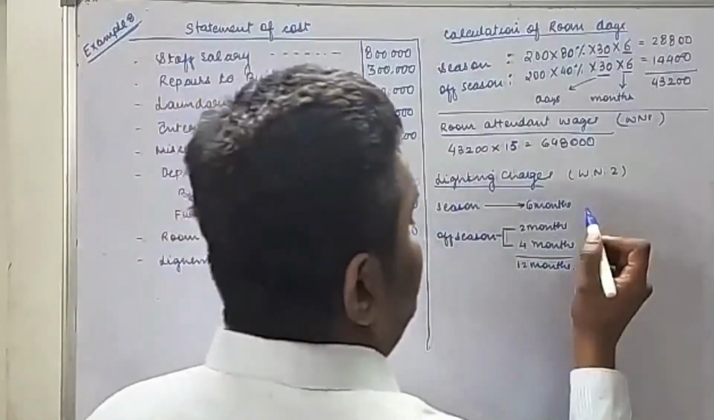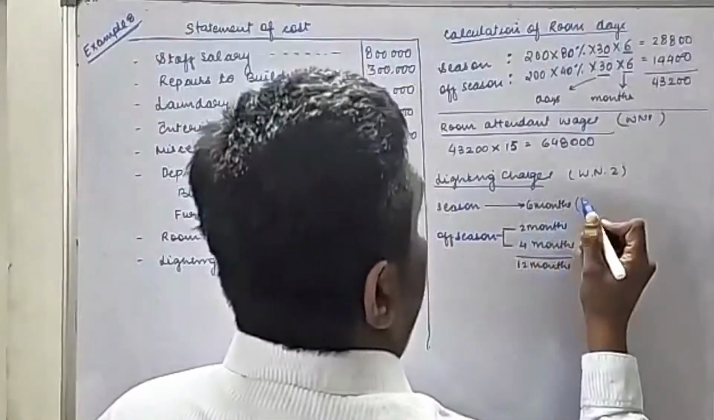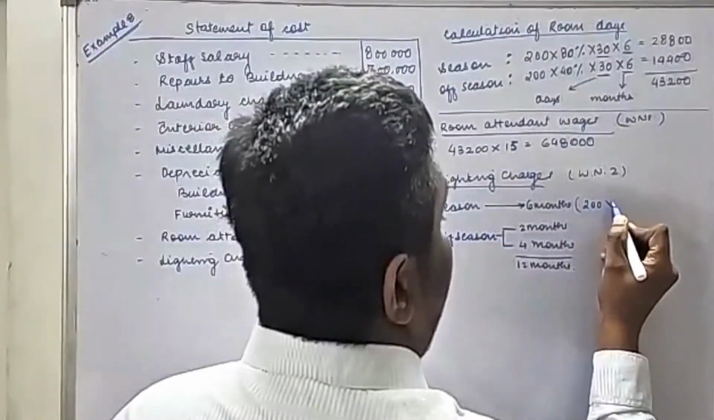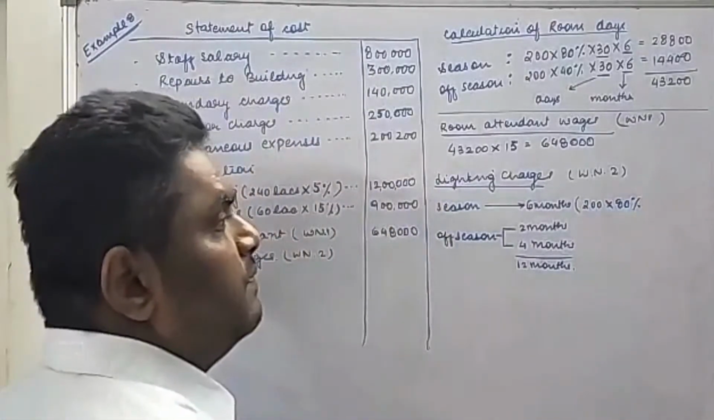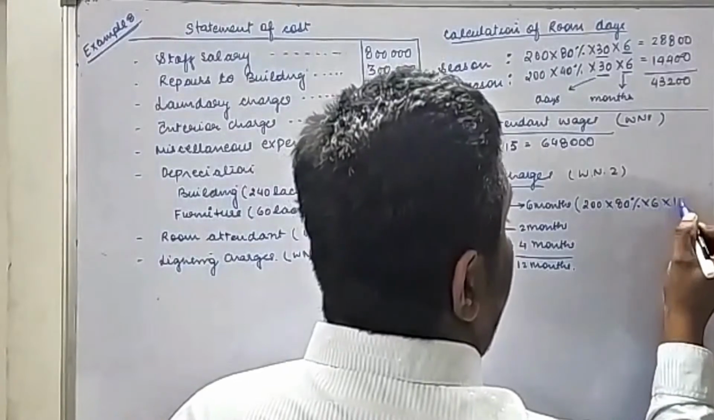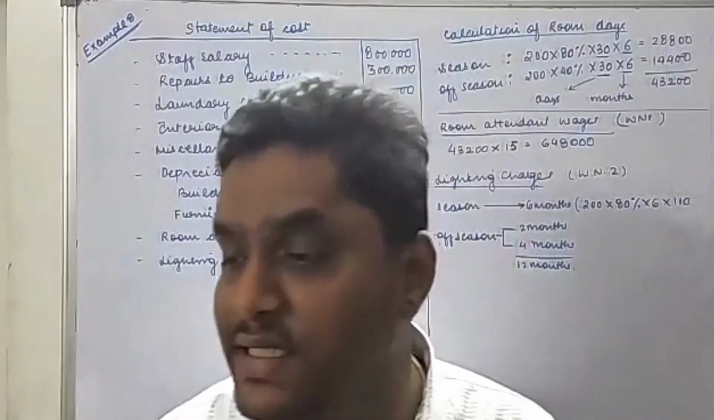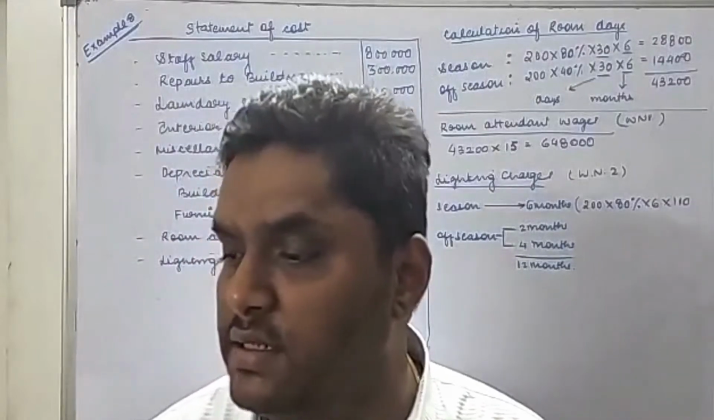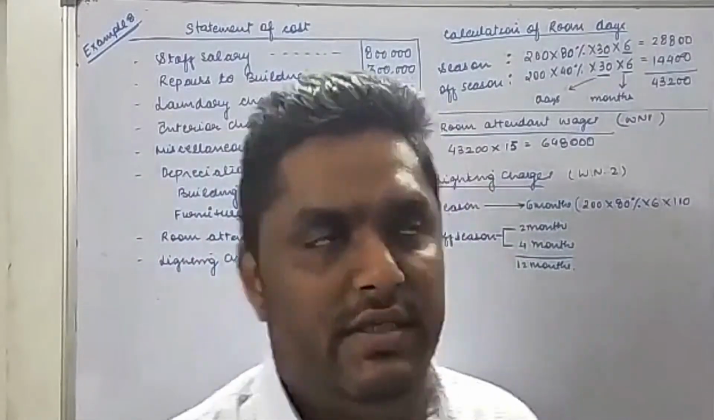When talking about season, 200 rooms are there, 80% is the occupancy, and for 6 months the lighting charges are 110. Again, I'm not multiplying it by 30 because these are the monthly lighting charges. These are not the daily lighting charges, it is monthly lighting charges.